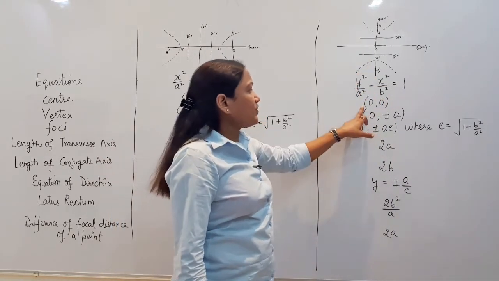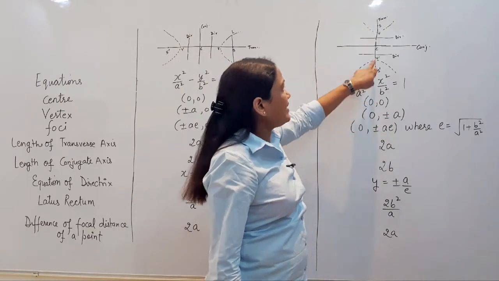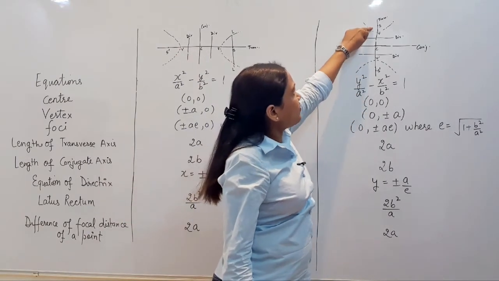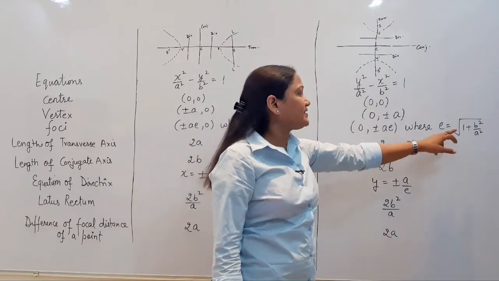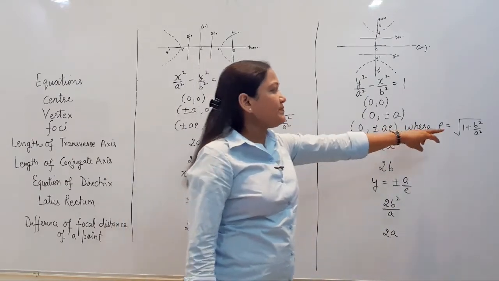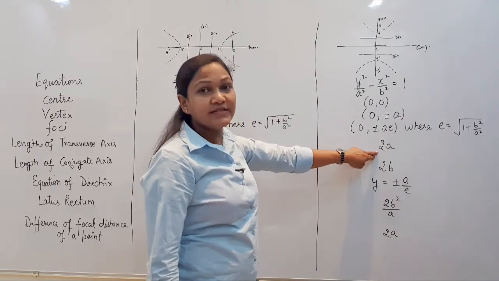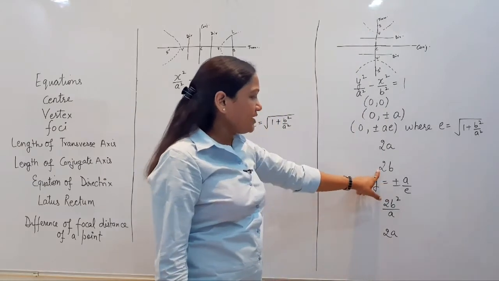Now the center is at origin. Vertices are (0,a) and (0,-a). Foci are (0,ae) and (0,-ae), where eccentricity is same, root of 1 plus b square upon a square. Length of transverse axis is 2a. Length of conjugate axis is 2b.